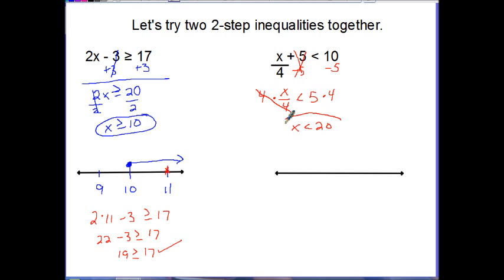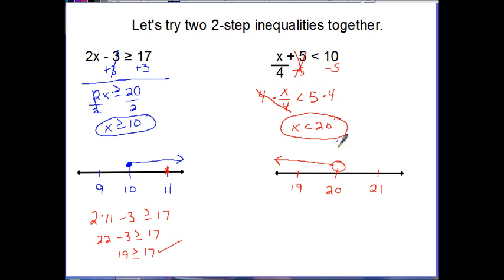There's my solution. I'm going to plot down my 20 smack dab in the middle. 19 is going to go to my left, 21 to my right. We have an open dot because there's no equal sign below, and it's pointing to my left. There should be my graph, showing all solutions to this inequality should be on the left side of 20 on a number line.